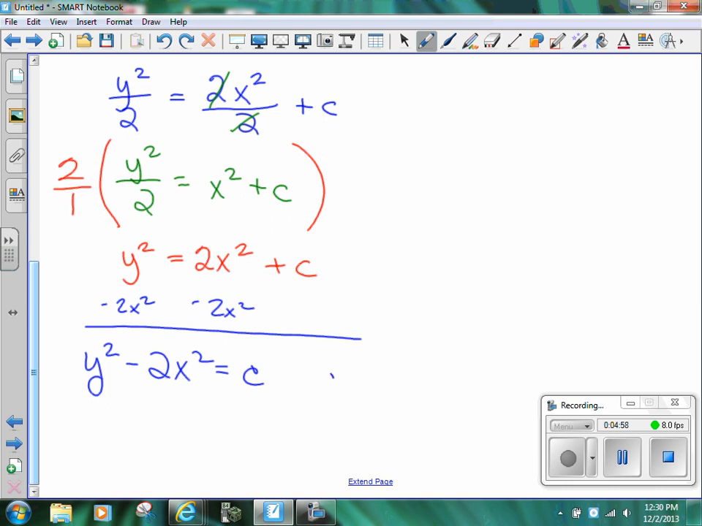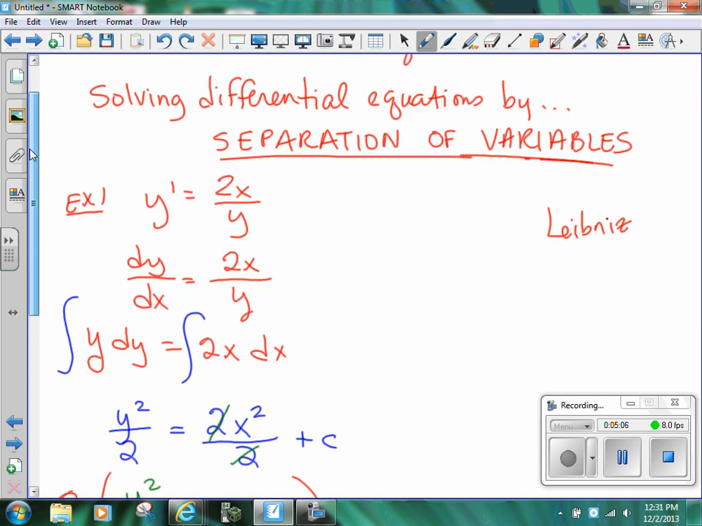This is the general solution. Now, what was our original problem?